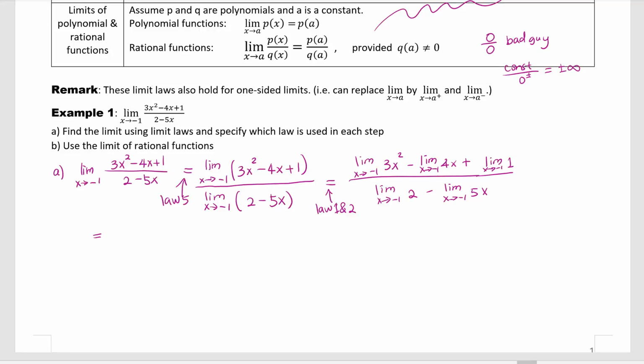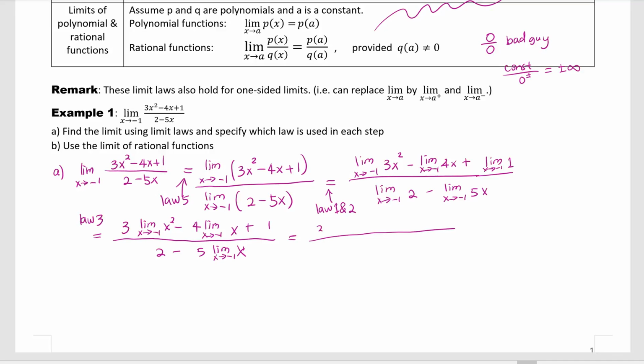Okay, so for constant multiple, we can move the constant outside of it. So this is law number 3, constant multiple. Then we have 3 limits x goes to -1, x squared minus 4 limits x. Limit of 1 is 1 because it's a constant function. And limit of 2 is 2. And then we have 5 limits x. Alright. And then you can see, well, x squared, we can move the limits inside the square.